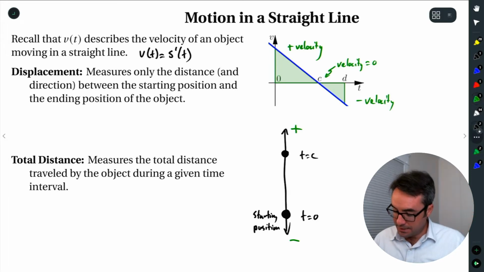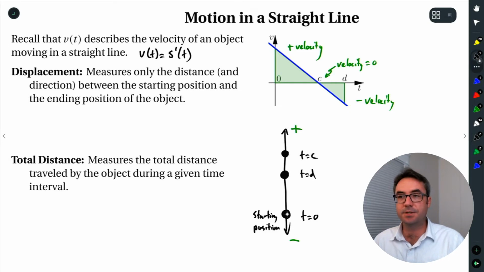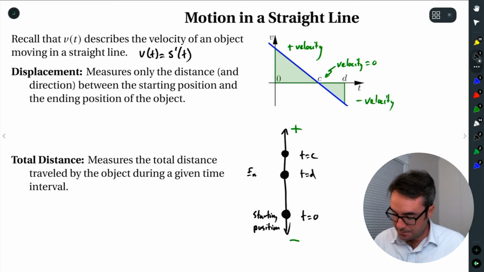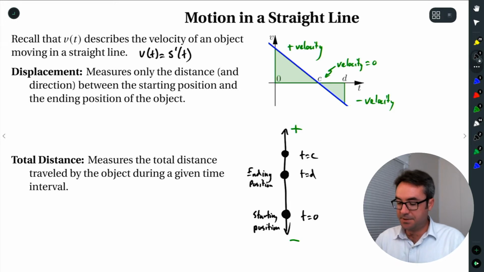Then we get to some point, maybe here. It doesn't necessarily have to be the halfway. Maybe right here. This is our t equals d. These are just little snapshots in time of where our object is. At t equals 0, we're here, and then it's moving up. We get to this high point, and then we fall down, and then we're right here. And this is our ending position. So this is just interpreting the graph here.